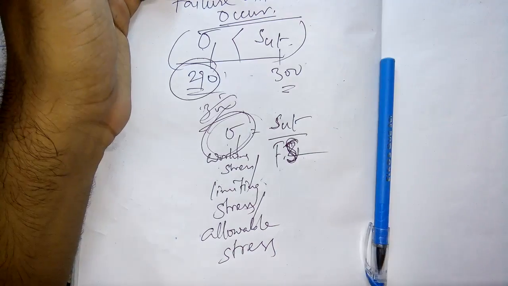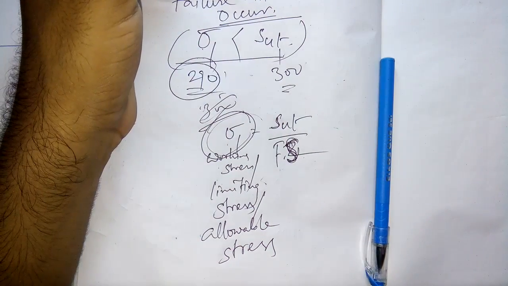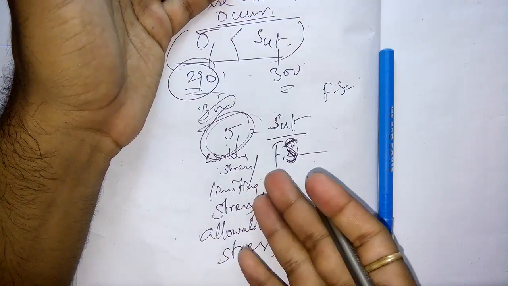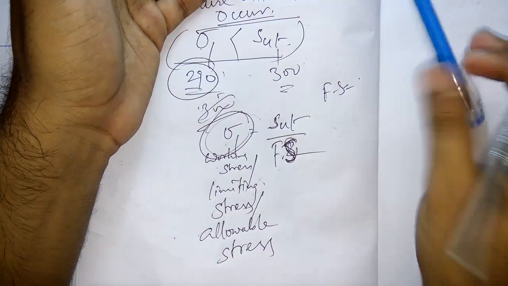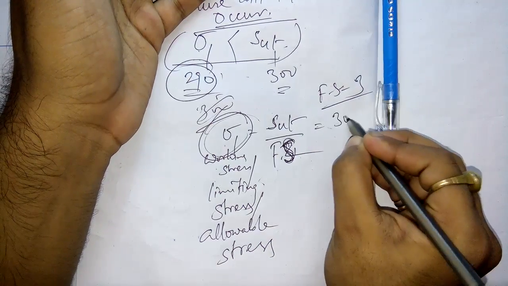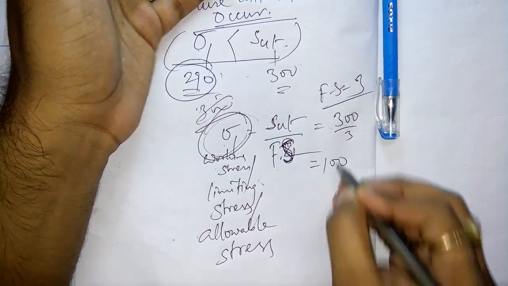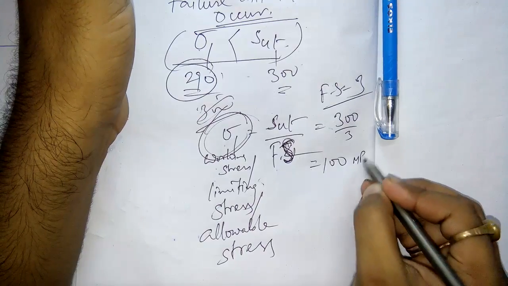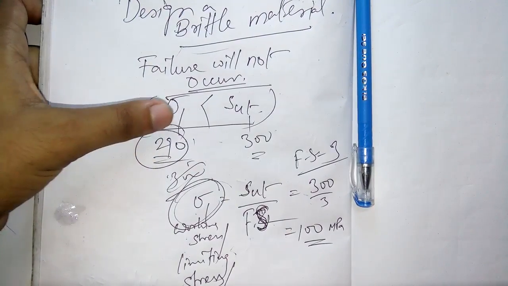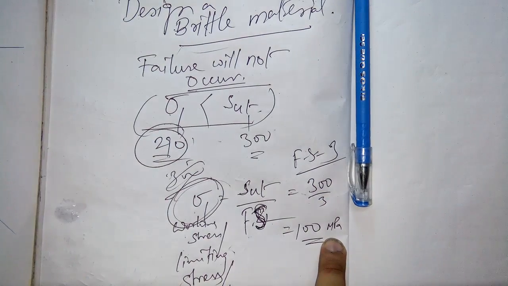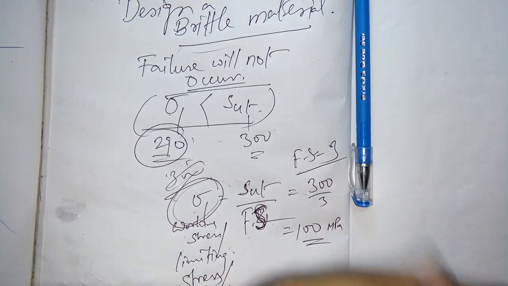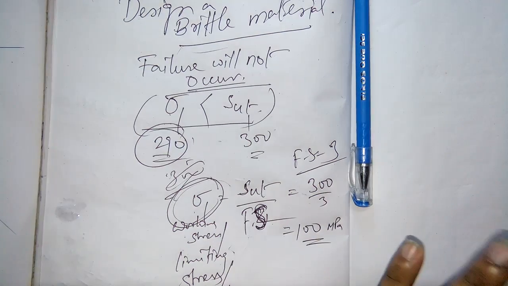First write factor of safety. SUT by factor of safety. Suppose factor of safety is 2 or 3. I considered 2 first, that's why I have written 2. Okay, consider 3 now. Then what was your SUT? 300 divided by 3 is 100. 100 megapascal. That means this value of sigma 1 must not cross 100. You can keep it at 90, you can keep it at 80, but 100 is okay.